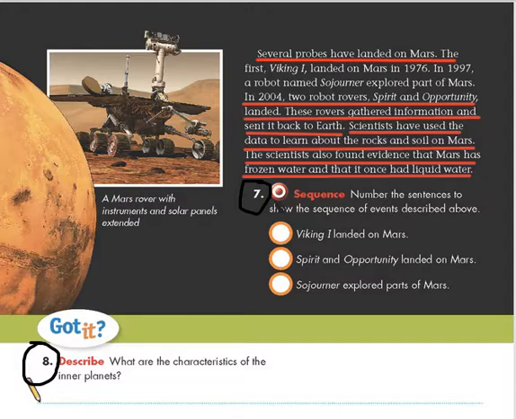Now, finally, the last inner planet that we talked about is Mars. We said that Mars is called the red planet, and this is because of its red color that comes from the presence of iron oxide on the surface of Mars. And we learned that several probes have landed on Mars. In 2004, two robot rovers, which were called Spirit and Opportunity, landed there. And scientists learned a lot about Mars, especially that Mars has frozen water and that it once had liquid water.